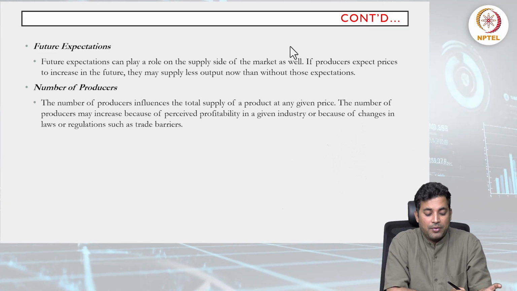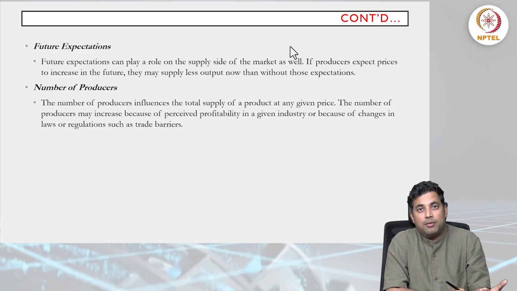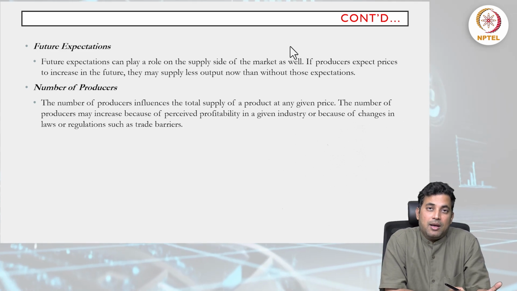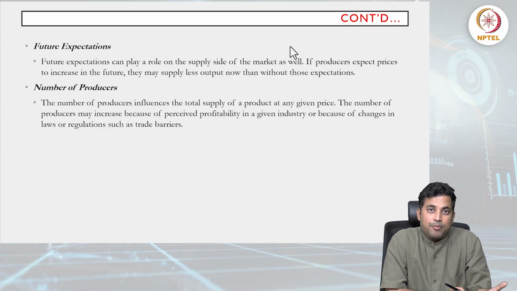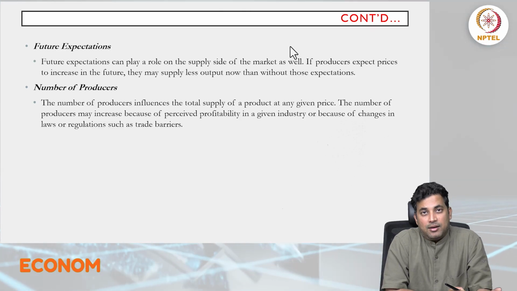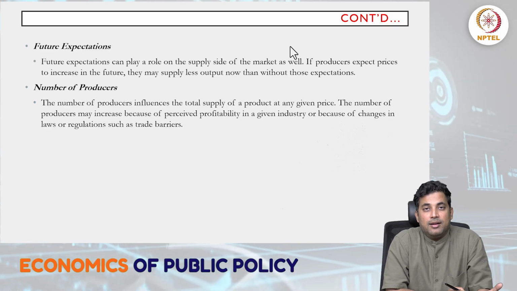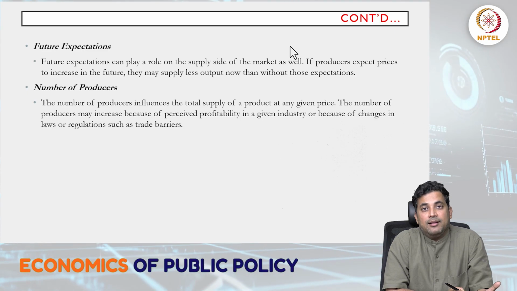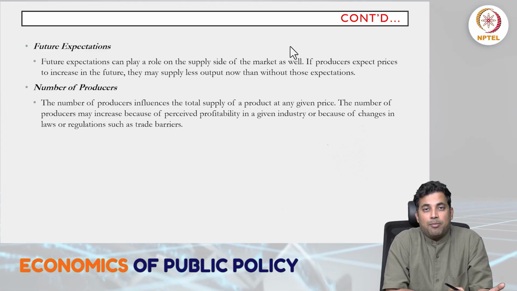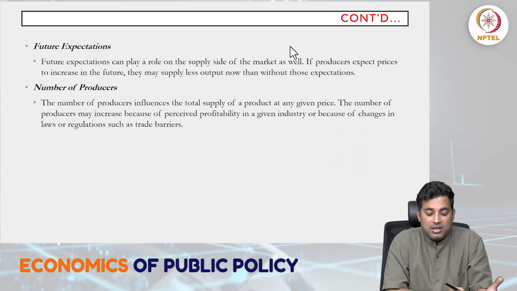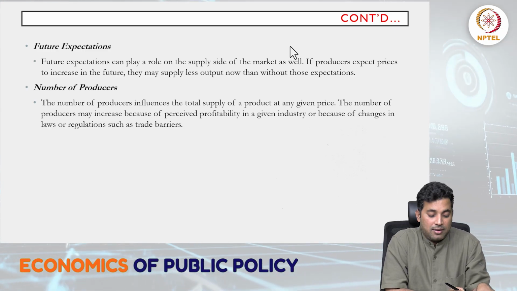Now number of producers. For instance, if a particular product is produced by one producer, but then one or two additional producers also come into the market, then certainly there will be competition, and then the farms supplying the goods and services will also change. So the number of producers will have a certain impact on the supply curve.